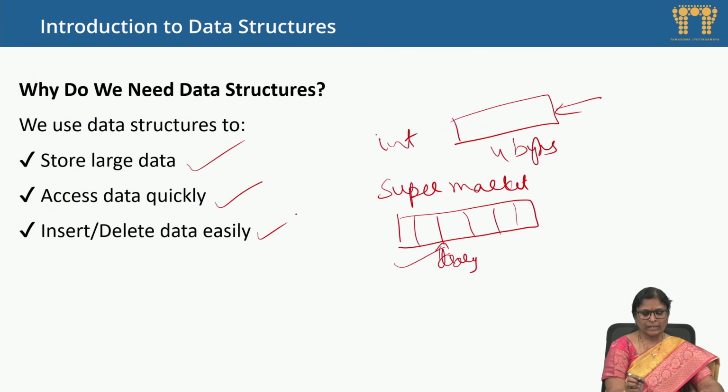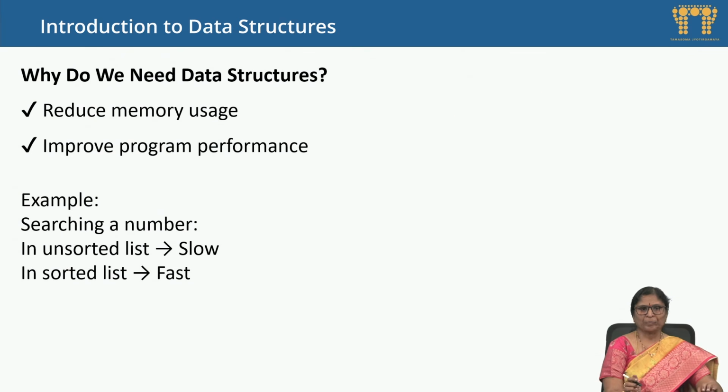Insert and delete the data very easily. Suppose you take a data structure like a linked list. In this linked list, it is very easy for a person to either insert an element into the linked list or delete an element from the linked list in very little time. You can delete or insert whatever you want, and you can do it very, very efficiently.